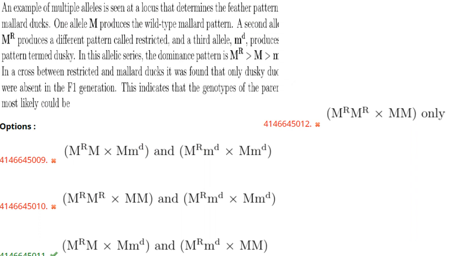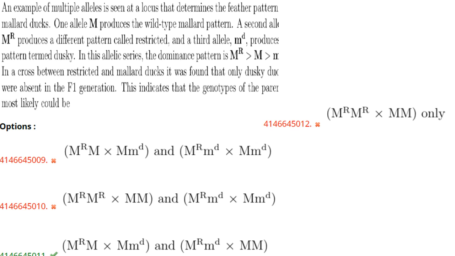Coming to the first question. An example of multiple alleles is seen at the locus that determines the feather pattern of mallard ducks. One allele M produces the wild-type mallard pattern. A second allele MR produces a different pattern called restricted, and the third allele small md produces a pattern termed dusky. In this allelic series, the dominance pattern is capital MR greater than capital M greater than small md.